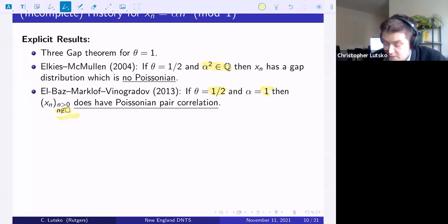Otherwise, if we're talking about explicit results, this is essentially all that's known. There are some partial results, but this is really all that's known about convergence of the gap distribution and convergence of the pair correlation, at least to my knowledge.